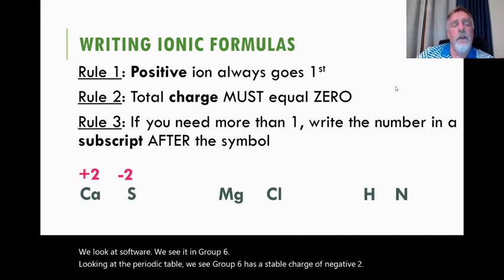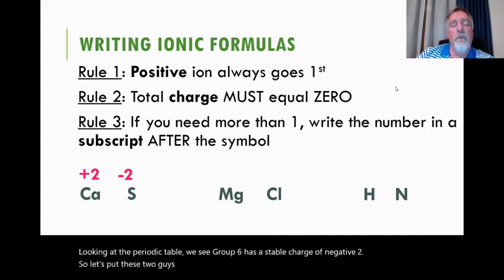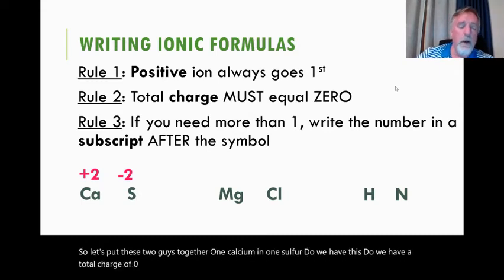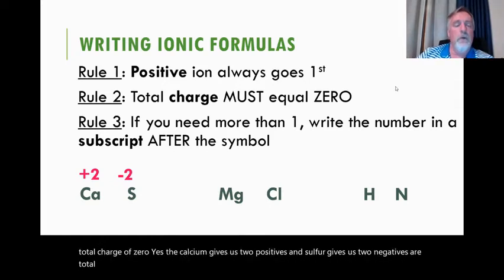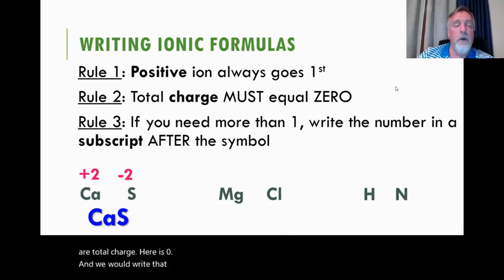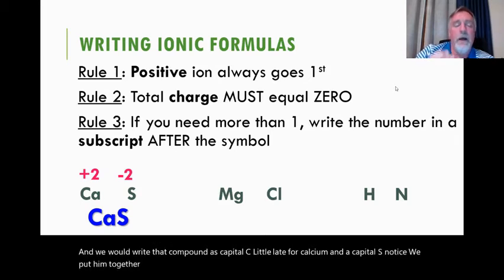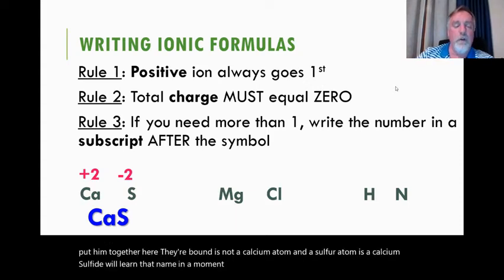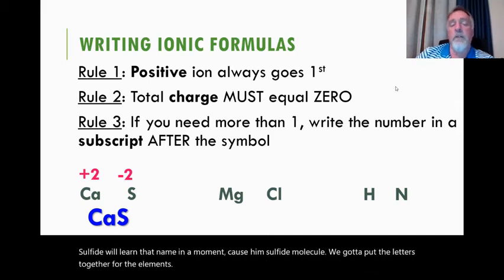So let's put these 2 together: 1 calcium and 1 sulfur. Do we have a total charge of 0? Yes. The calcium gives us 2 positives, the sulfur gives us 2 negatives. Our total charge here is 0. And we would write that compound as capital C, little a for calcium, and a capital S. Notice we put them together here. They're bound. This is not a calcium atom and a sulfur atom. This is calcium sulfide. We'll learn that name in a moment. Calcium sulfide molecule. We have to put the letters together for the elements. Let's go look at the next one.